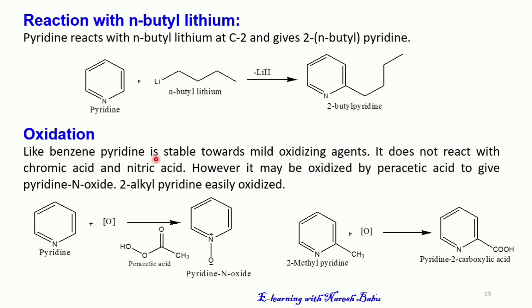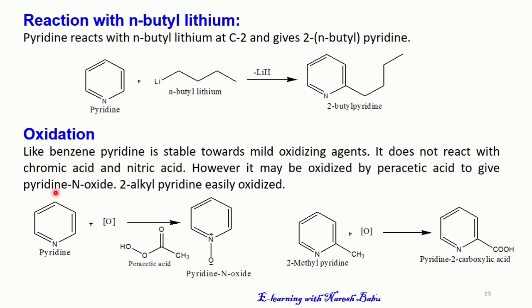Next, oxidation. Like benzene, pyridine is stable towards mild oxidizing agents, but you can use strong oxidizing agents like chromic acid and nitric acid. However, it is oxidized by peracetic acid to give pyridine N-oxide. So 2-alkyl pyridine is easily oxidized. Without substitution, pyridine does not easily undergo oxidation, but if you take peracetic acid, it easily undergoes oxidation and gives the N-oxide derivative, pyridine N-oxide.